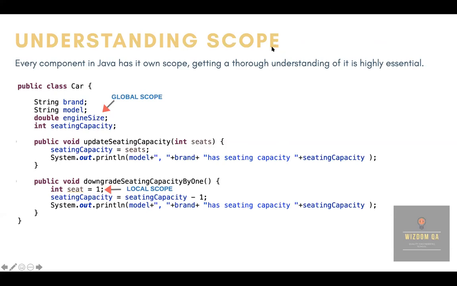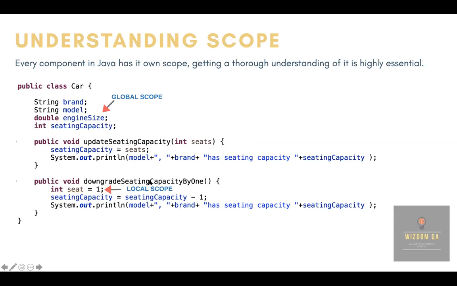Okay. So now, whatever we have here on the top is called global scope, which means the variables that you have created here will be accessible to any other class members. Make sense? Whatever you're creating here on the top will be accessible to any other class members. So this brand, or our sitting capacity, can be accessible to the update sitting capacity method.